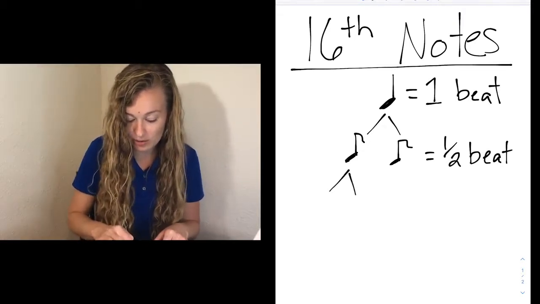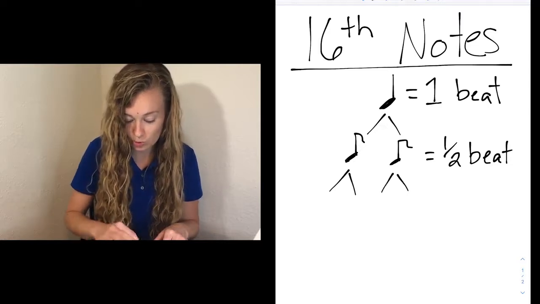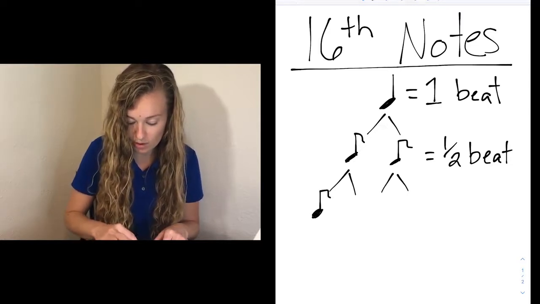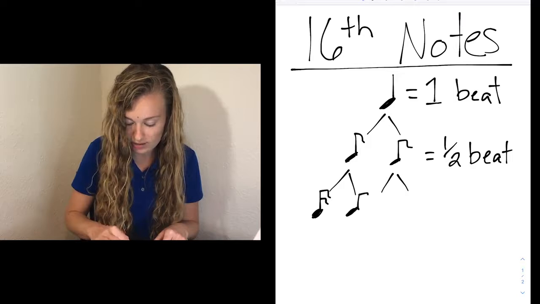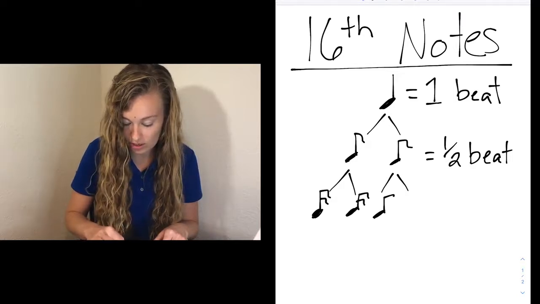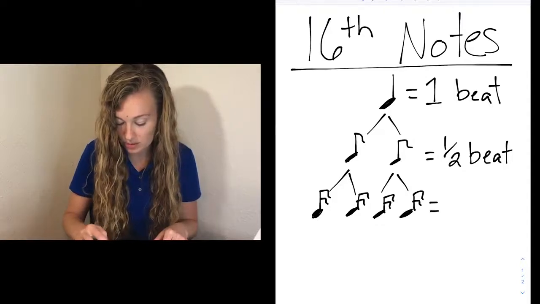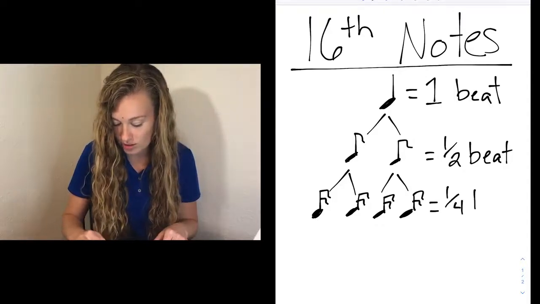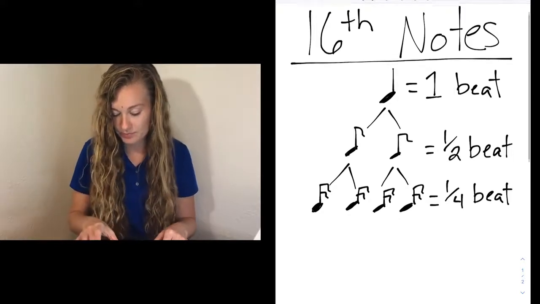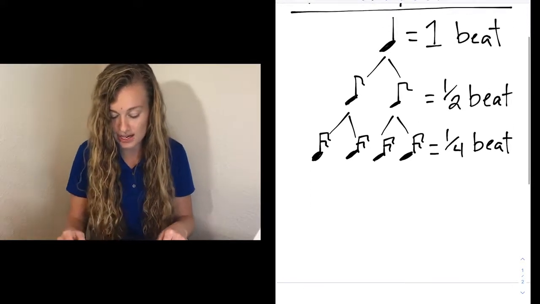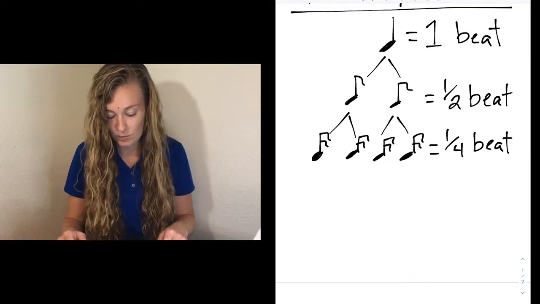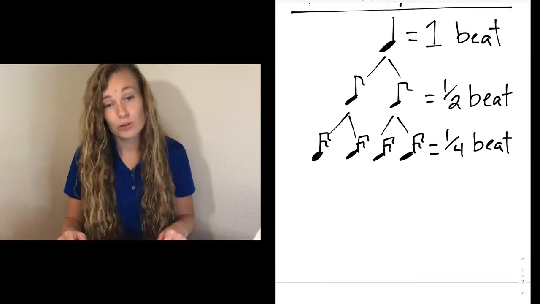In each one of our eighth notes, we're going to have 2 16th notes. Remember, our 16th notes are going to have 2 flags. So total, you're going to have 4 16th notes, and that's going to be 4 in 1 beat total. But each, they're going to get 1/4 of the beat. So make sure you have that table written down. And we're going to talk about how to write them together.